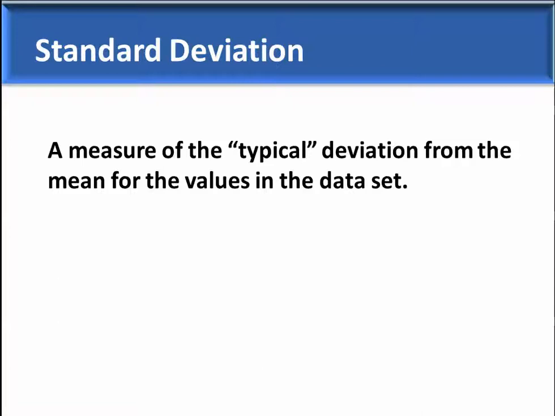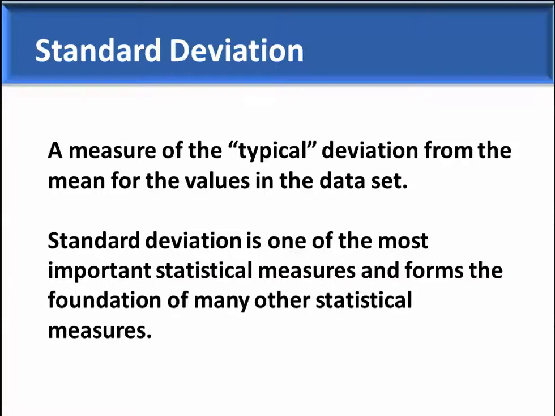So again, the standard deviation definition is that it's a measure of the typical deviation from the mean for the values in a data set. Now that word typical isn't really a strong mathematical term, but that's what we're going to be using in this course. It's just generally how far apart from the mean all the values in the data set are. And this is really important to understand because standard deviation is one of the most important statistical measures, and it's going to form the foundation for almost everything else we do in statistics going forward, at least in our introductory course. So it's very important to get a good, strong foundational understanding of what standard deviation actually is.